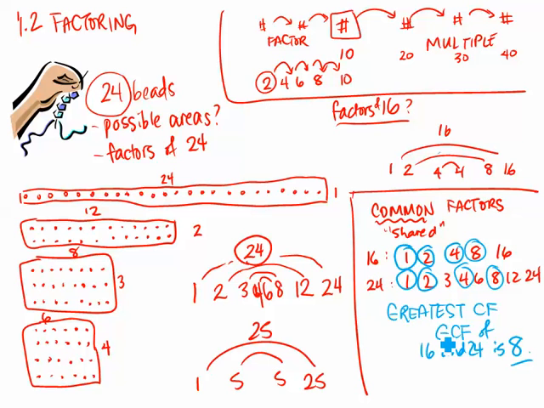So use the method you want. Either make the rectangles or make these factor rainbows to try to find the factor pairs, list the factors, and find the greatest common factor from there.